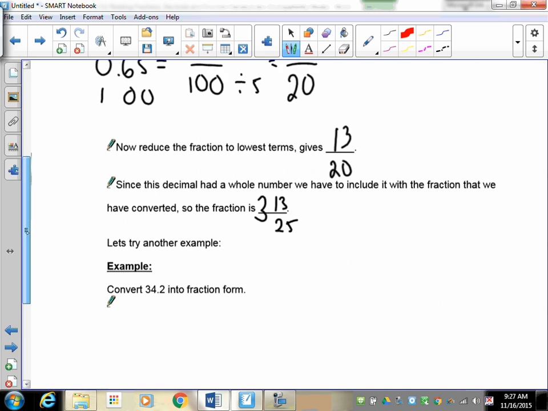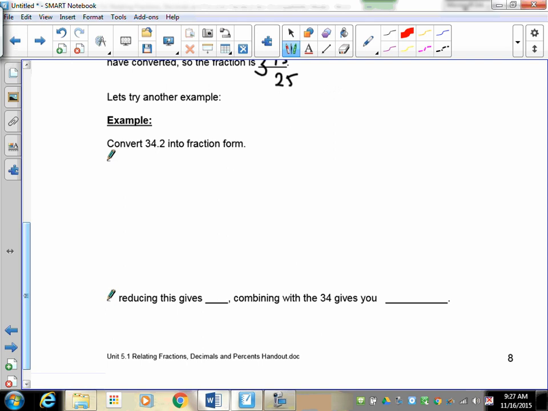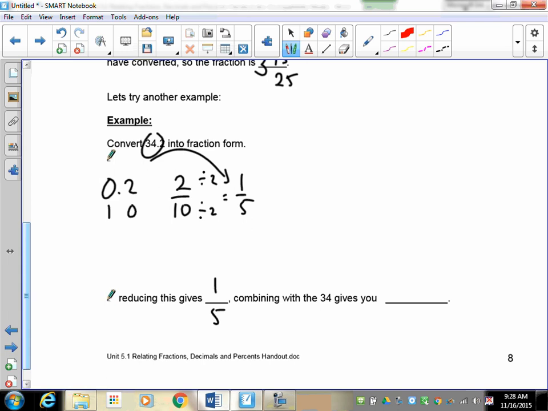All right, let's have you do this one, 34.2, completely. Pause the recording and complete it. All right, so again, ignore the 34. We have 0.2, so that's over 10. So we have 2 over 10. And that gives me, when I divide both by 2 and reduce it, 1/5. Now don't forget, there's a 34 that's got to come in here too. Putting the 34 with the answer gives you 34 and 1/5.